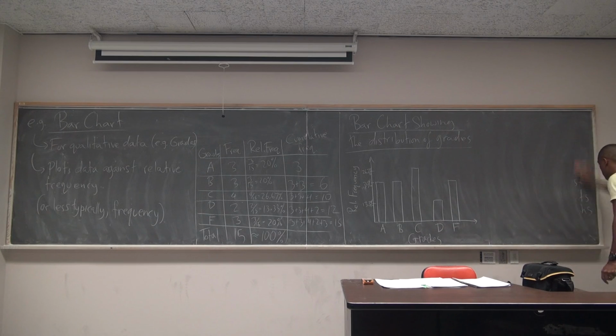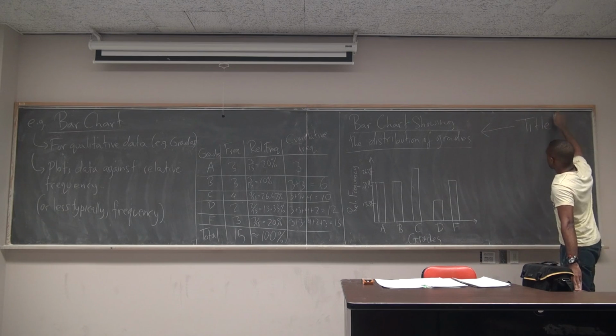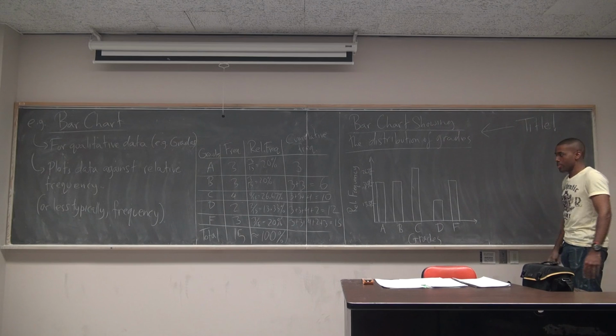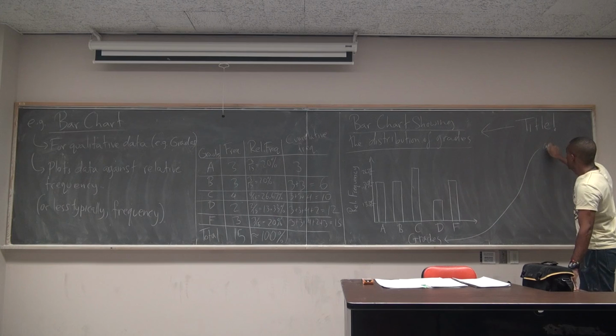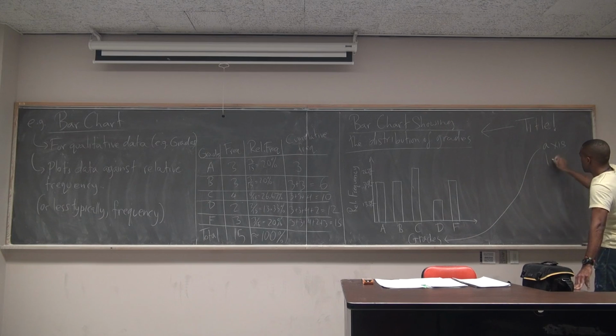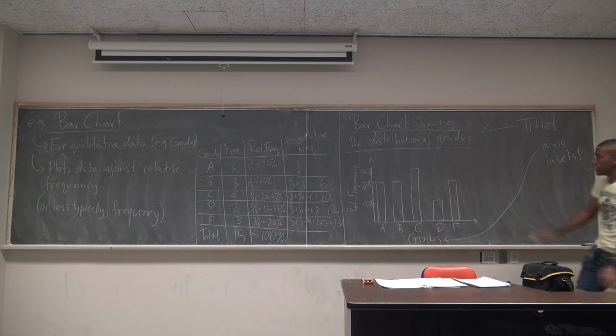Before I discuss what this graph looks like, I just want to point out some key features. Title. Always title your graphs. Axis labels. You should always label your axes. I should know what you're measuring on the horizontal, what you're measuring on the vertical.